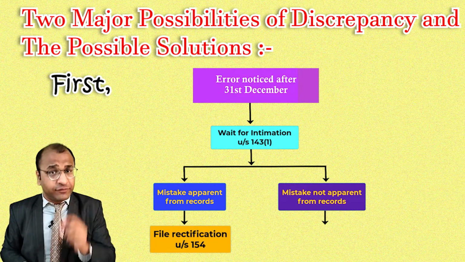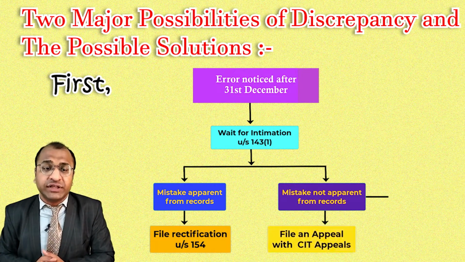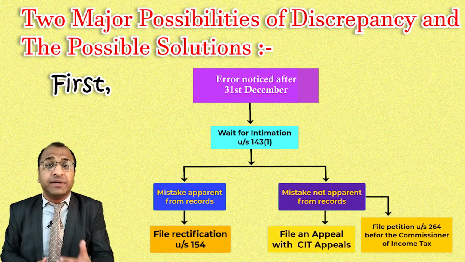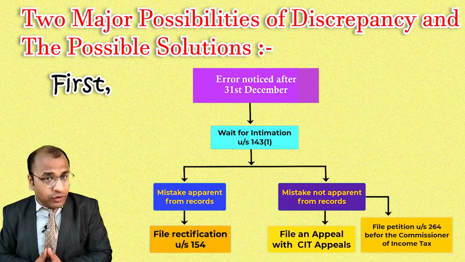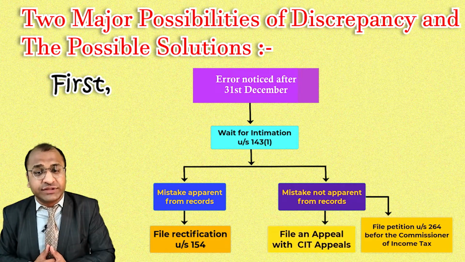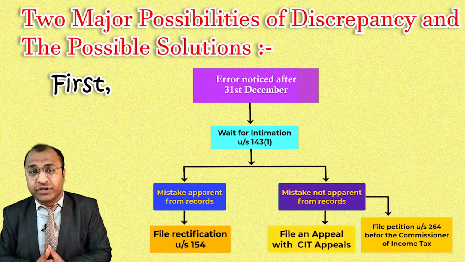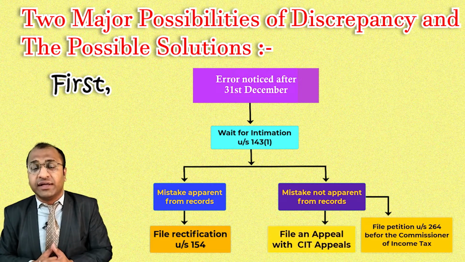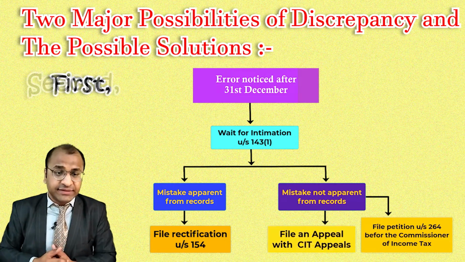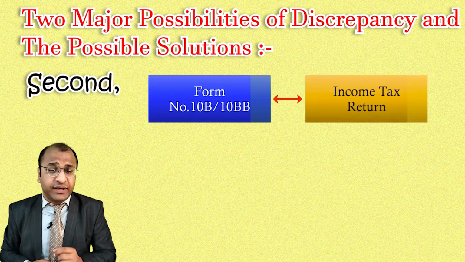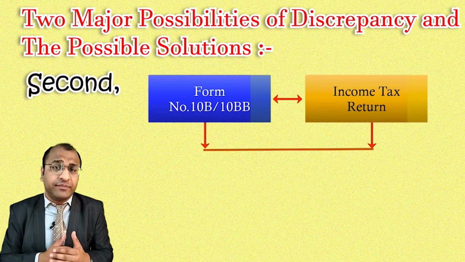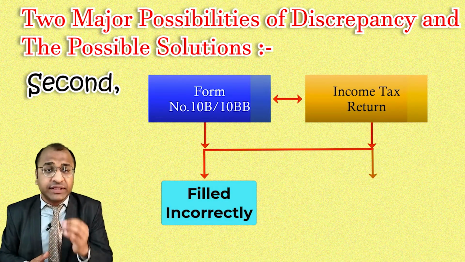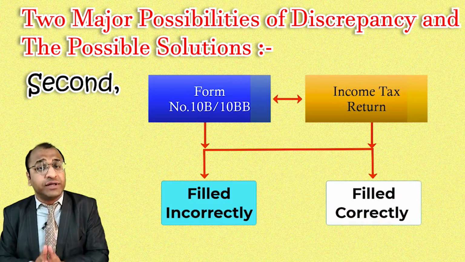But if not, then the organization needs to look into other possibilities such as filing an appeal with the CIT appeals or an application under section 264 before the Commissioner of Income Tax to consider the correct figures in the income tax return. Second instance, in those cases where the figures in the form 10B or 10BB were incorrect and the figures in the income tax return were filled correctly.